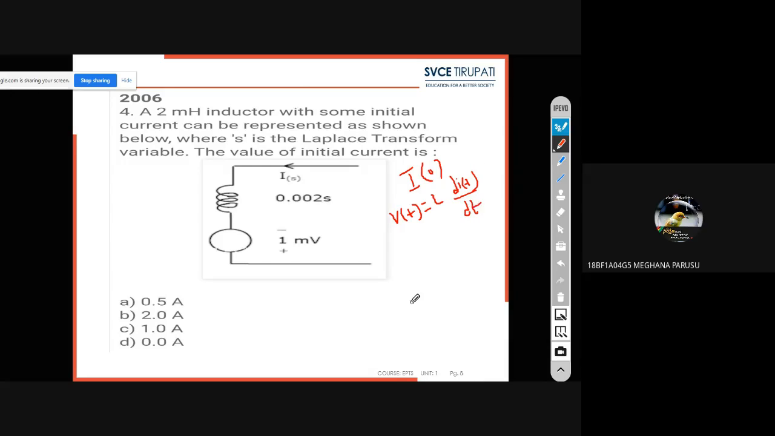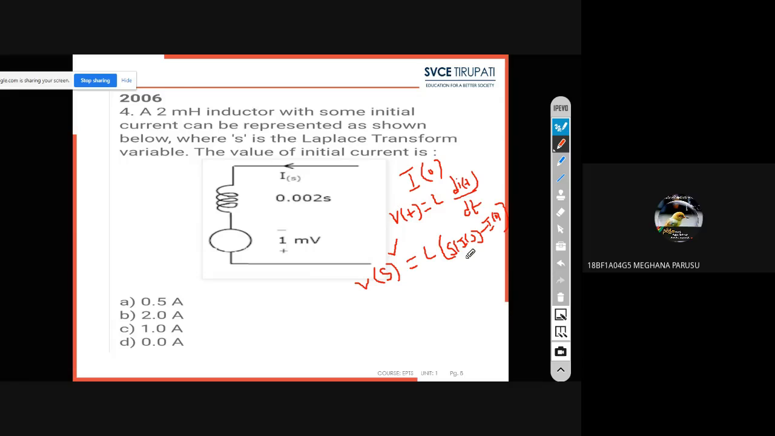So I am applying Laplace transforms on both sides. The t domain is converted into the frequency domain. V of s equal to L into S into I of s minus I of 0 also there. Generally we neglect this value, but they clearly mention I need to find the initial current through the inductor. Using the final value theorem, we get S into f of s minus f of 0, so S into I of s minus I of 0. Is this formula clear?